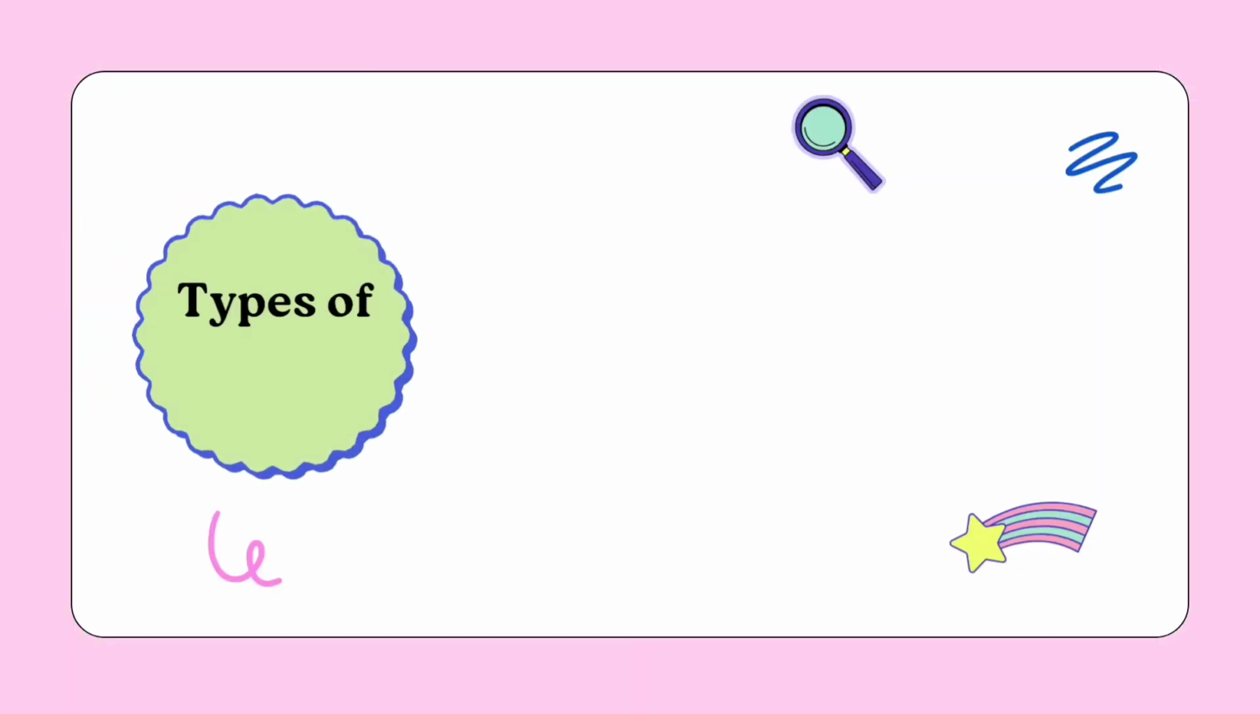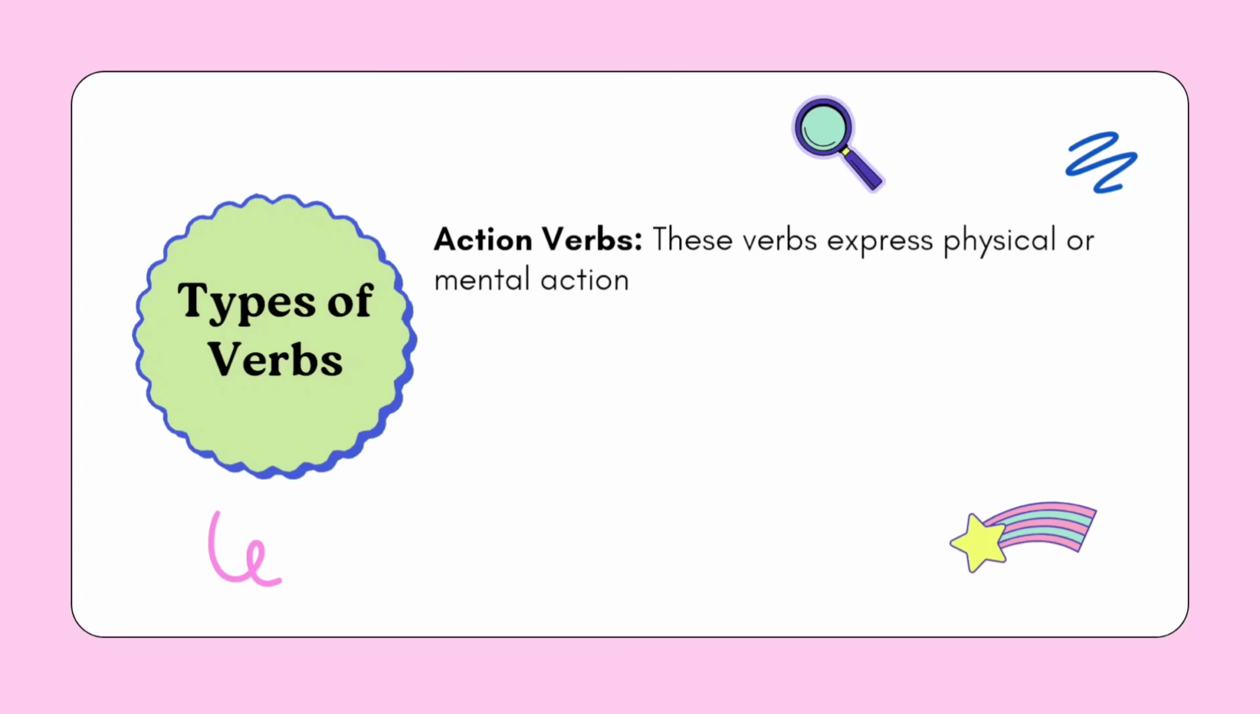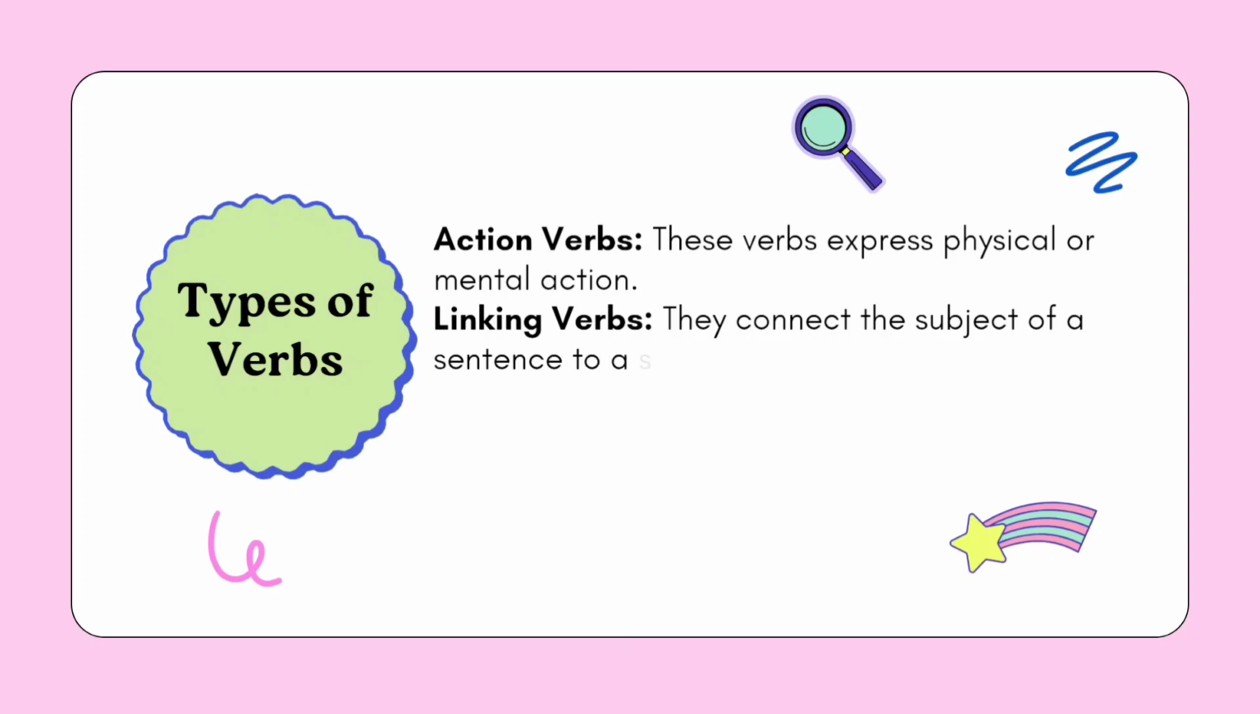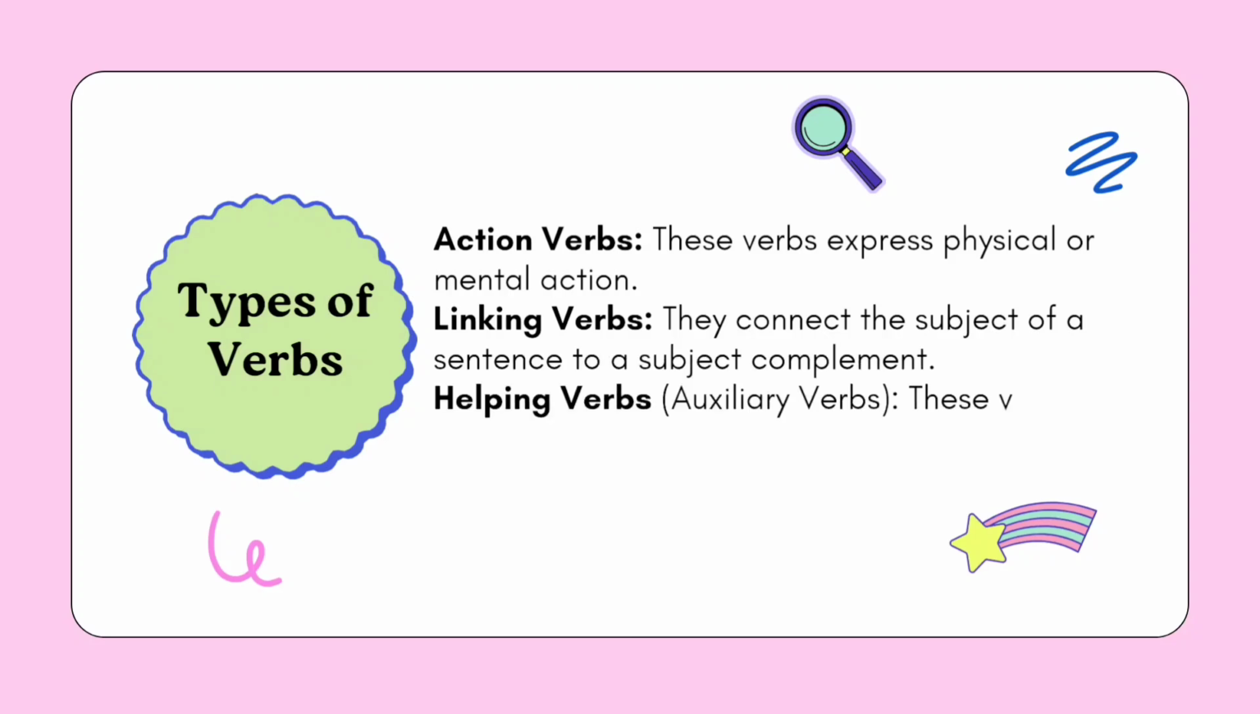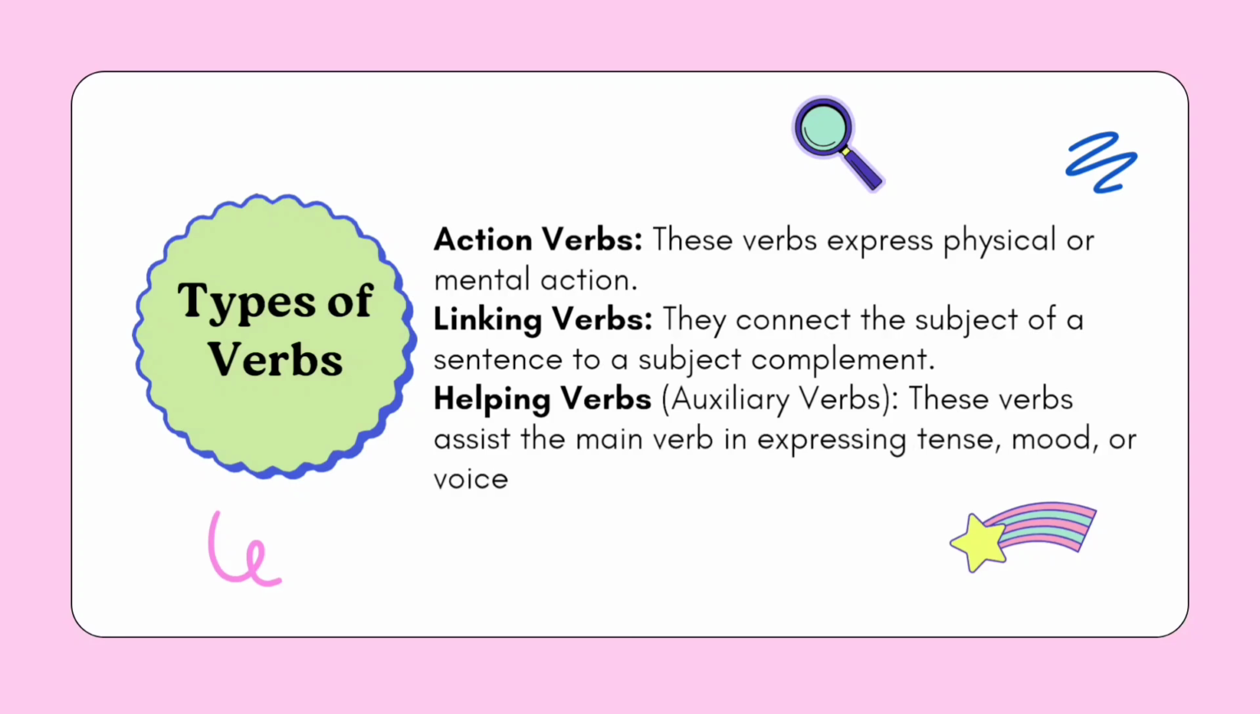Types of verbs. Action verbs: these verbs express physical and mental action. Linking verbs: they connect the subject of a sentence to a subject complement. Helping verbs or auxiliary verbs: these verbs assist the main verb in expressing tense, mood or voice. So let's explore each type in detail.